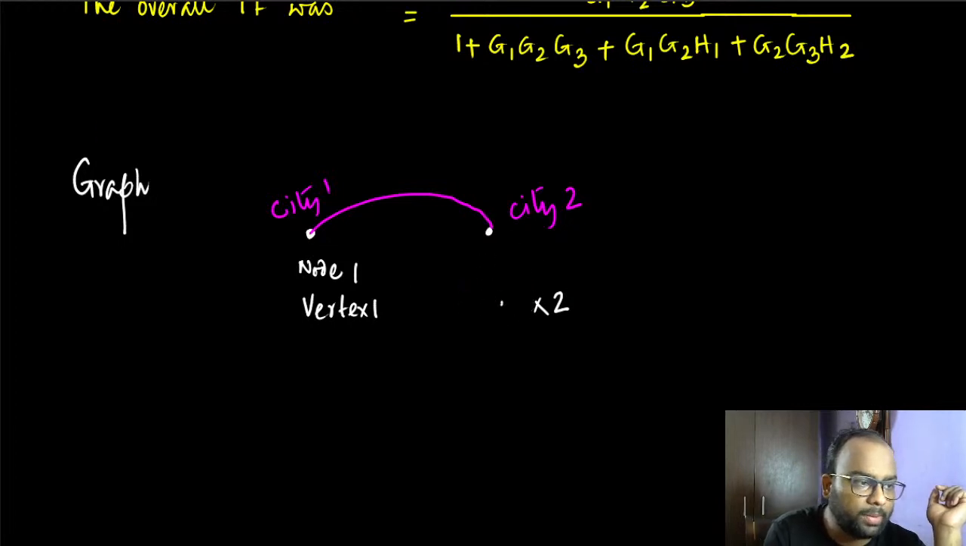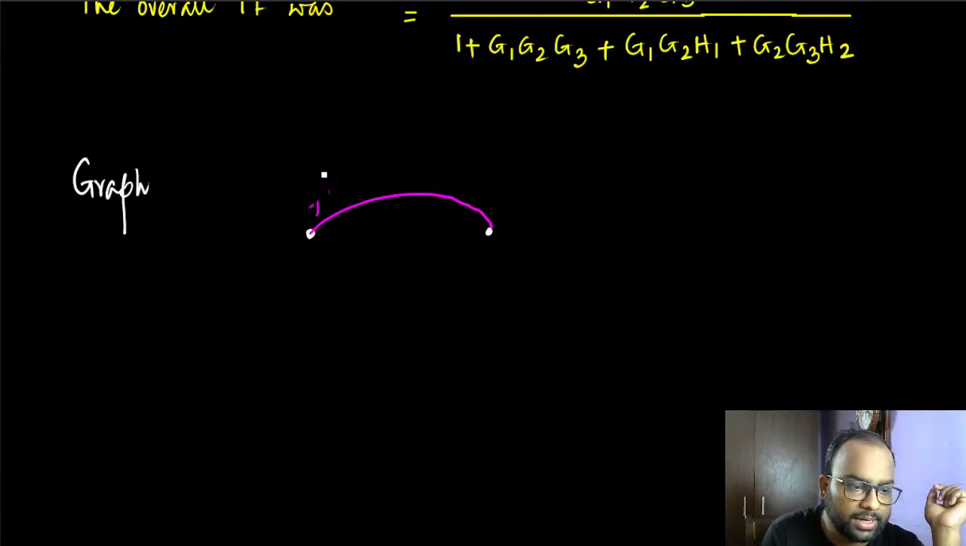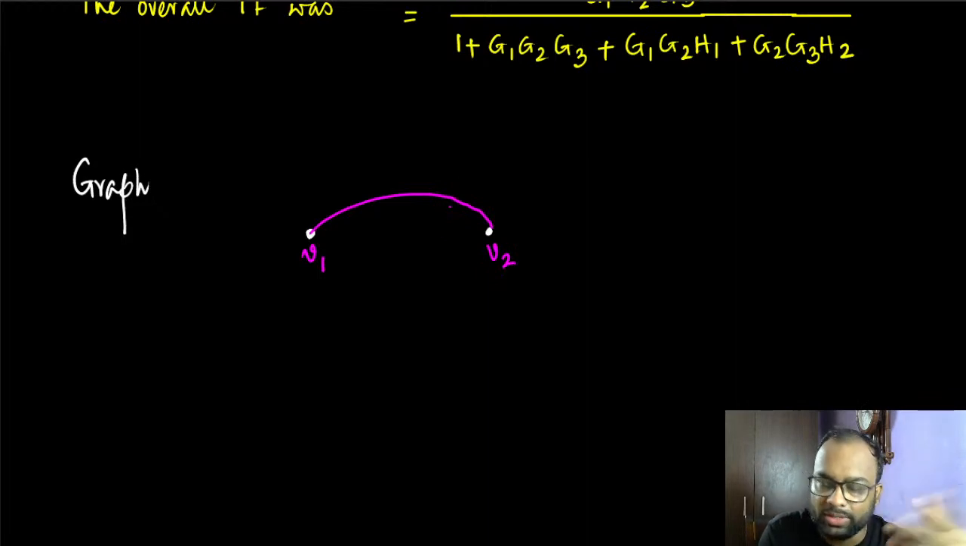So node number 1, node number 2, we have two nodes here. Let's call them with certain names. Let's call this node number 1 V1, which stands for vertex number 1, and let's call this V2. So we have a connection between these two nodes, and this is the road, just like that.